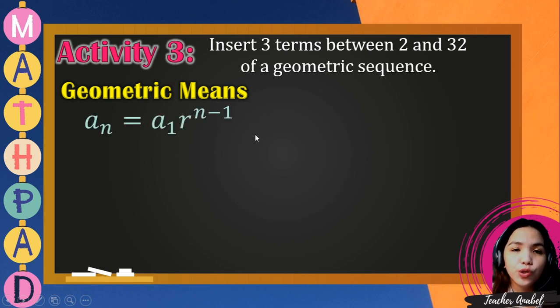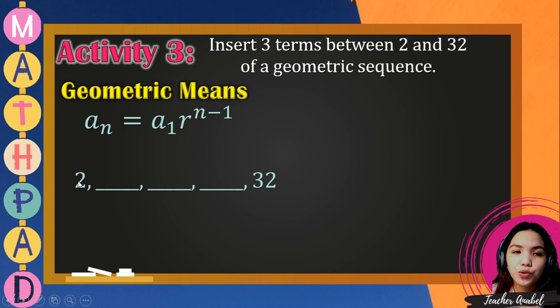So, we're going to use the formula a sub n is equal to a sub 1 times r raised to n minus 1. So, a sub n is the nth term or the last term in the given sequence. And then, a sub 1 is the first term, r is the common ratio, n is the number of terms. Now, to identify the number of terms, we have to write down first the sequence.